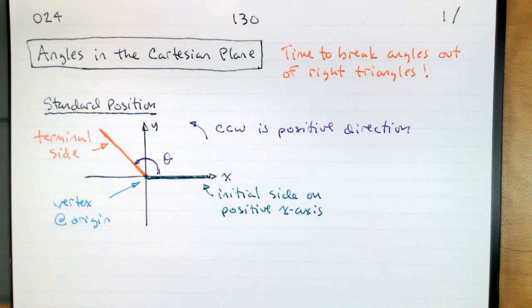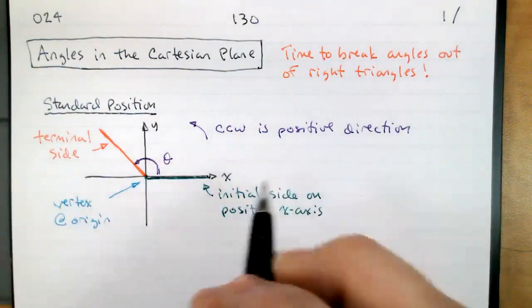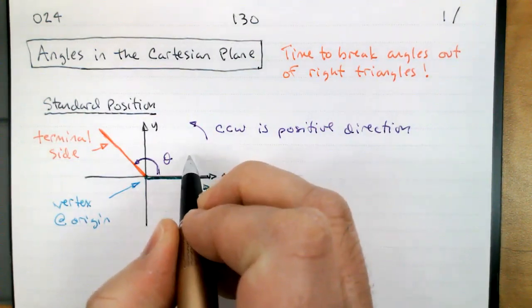So this is standard position: initial side on the positive x-axis, vertex at the origin, counterclockwise is the positive direction. The Cartesian plane is broken up into 4 quadrants. In the upper right corner, we have quadrant 1.